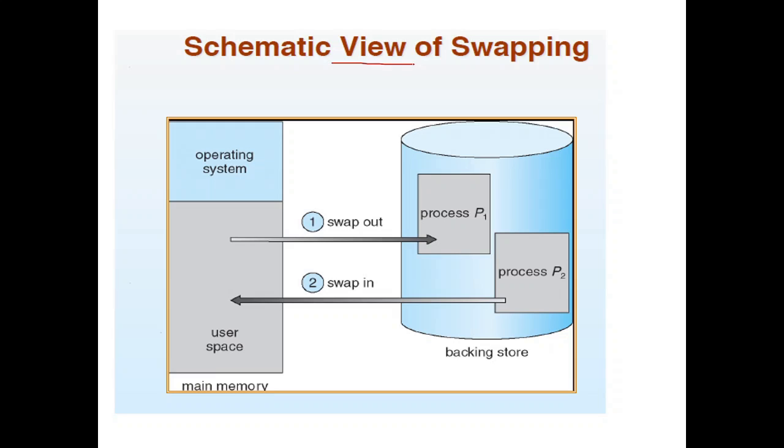So the process which is very old or low priority will be swapped out from the main memory and sent to the secondary memory, and in exchange a new process will be swapped into the main memory for execution. You can see this swapping technique in the diagram below. This is the main memory and this is the secondary memory. The old, low priority processes will be swapped out and the new process will be swapped in.